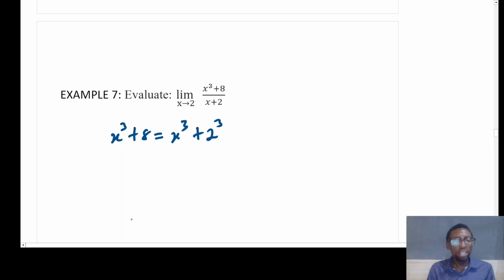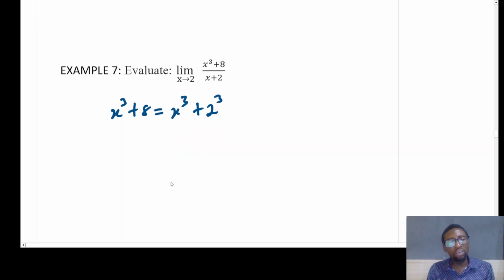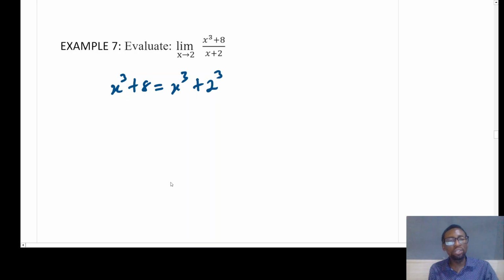So here we have 2 cubed, but in between them we have plus. Another name for plus is sum. So there's what is called sum of 2 cubed. Let me give you the formula for sum of 2 cubed. We have sum of 2 cubed, we also have difference of 2 cubed. The formula for sum of 2 cubed is this.